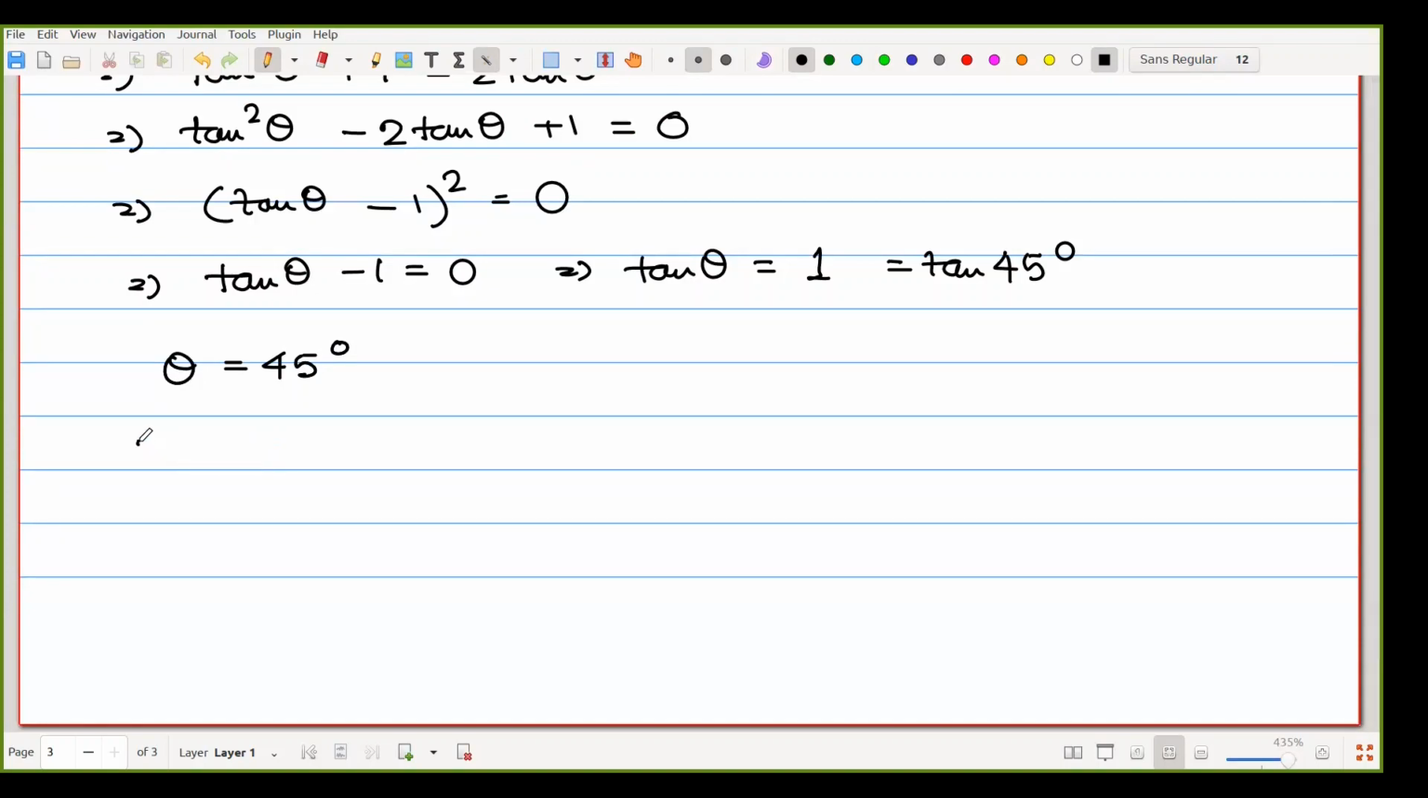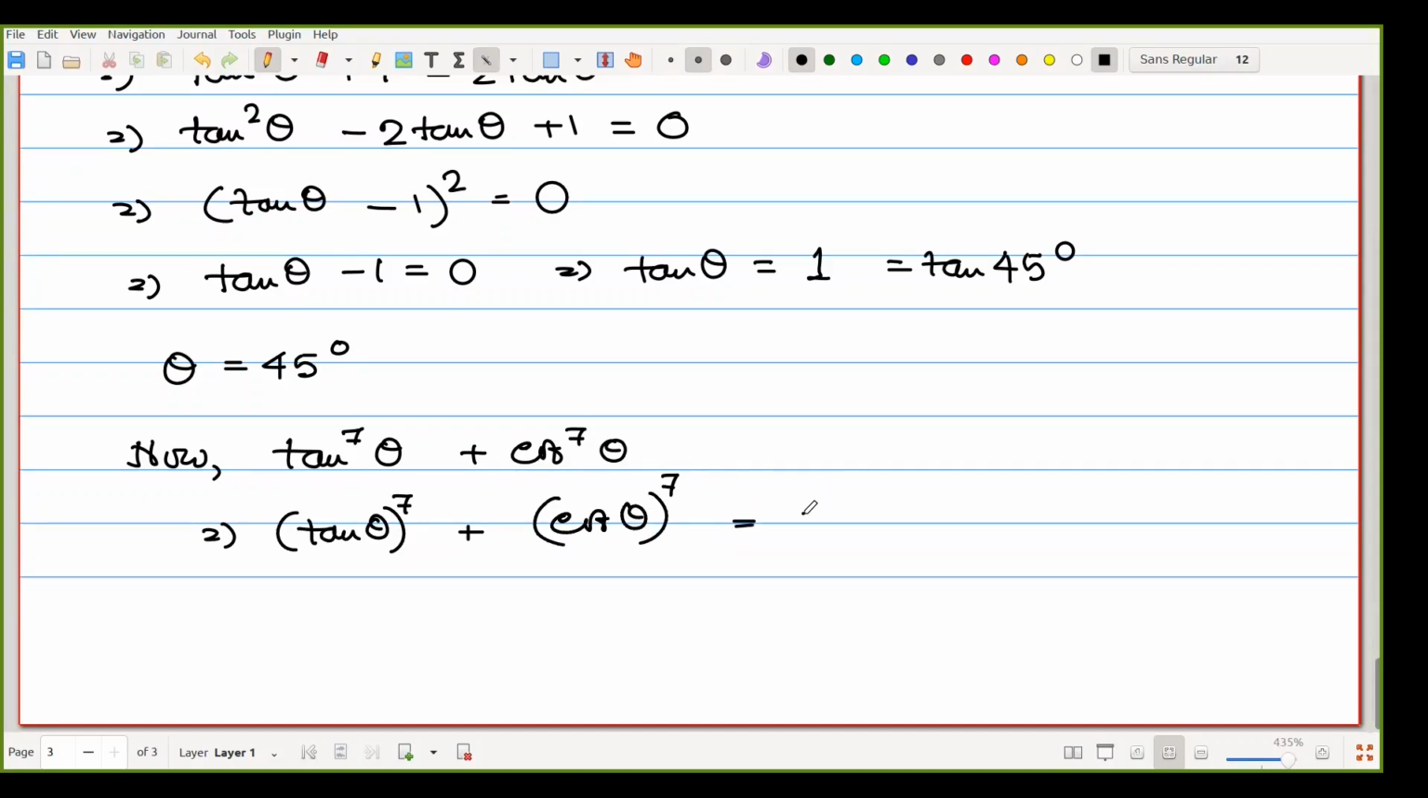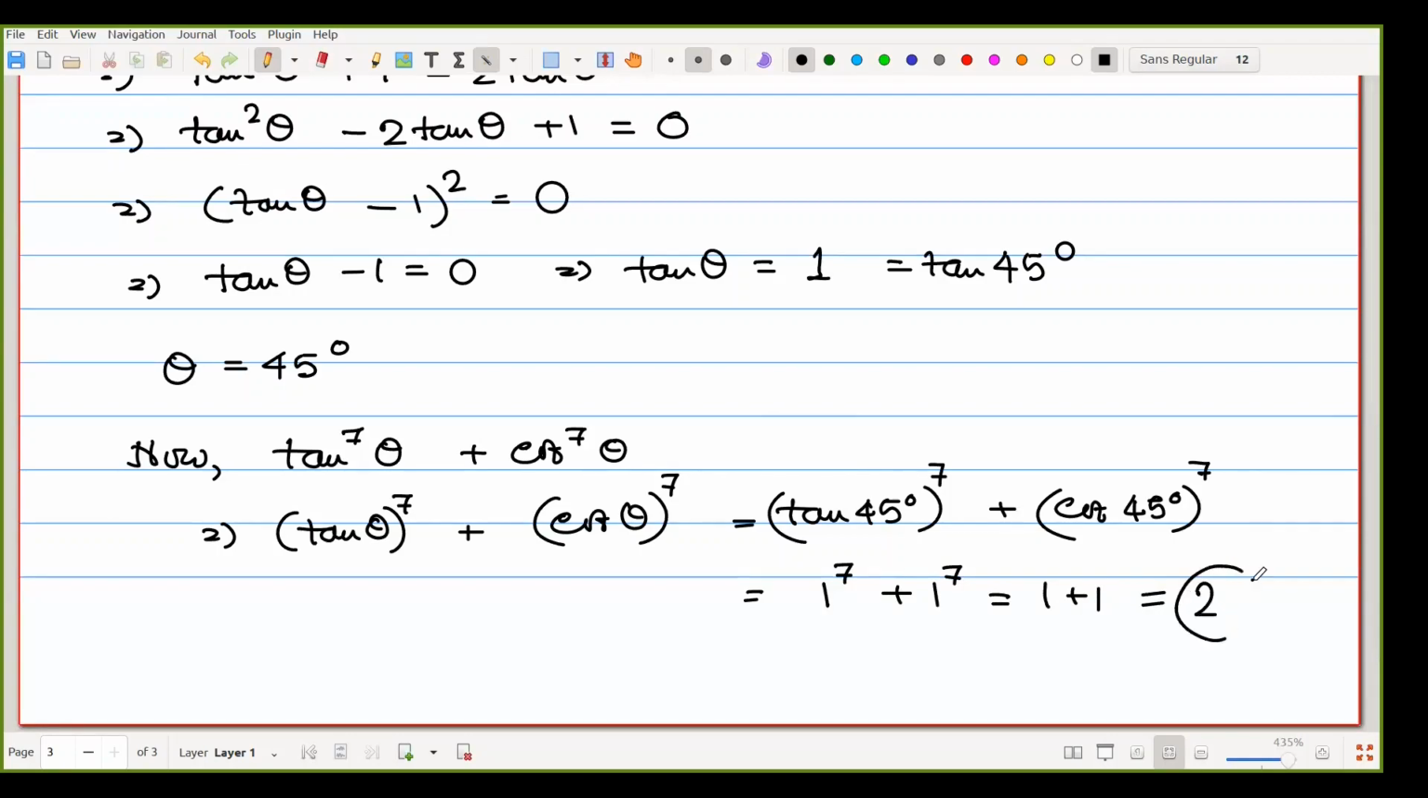Now we have to find out tan to the power 7 theta plus cot to the power 7 theta. That means tan theta whole to the power 7 plus cot theta whole to the power 7. Theta is equal to 45 degree. So tan 45 degree whole to the power 7 plus cot 45 degree whole to the power 7. Both have the value 1. 1 to the power 7 plus 1 to the power 7, 1 plus 1, or the value is 2.